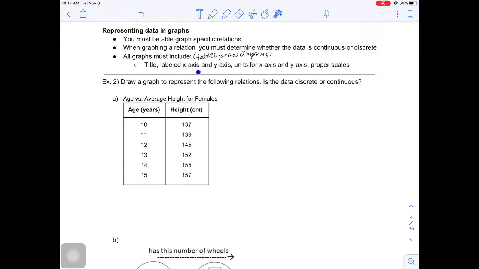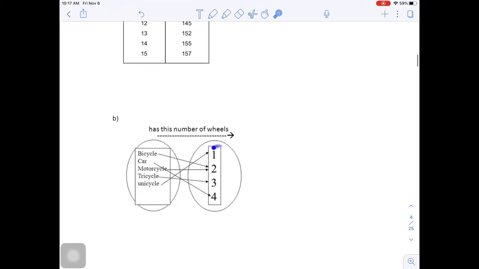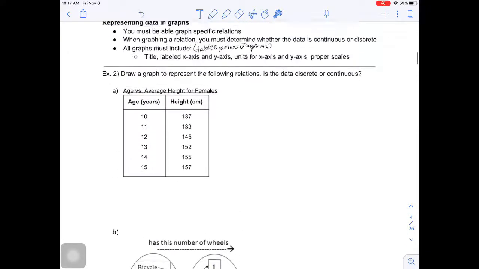You need labeled X and Y axes. So in this case, for a table, we need to label what these are. What do these numbers represent? Well, they represent age, and they also have the units here: years, and this is centimeters. This is the height column. Here, we don't really need units because there's no units for a bicycle or a car, and we understand that these are wheels or tires. But if something is a measurement, you need to have what that measurement's unit is.